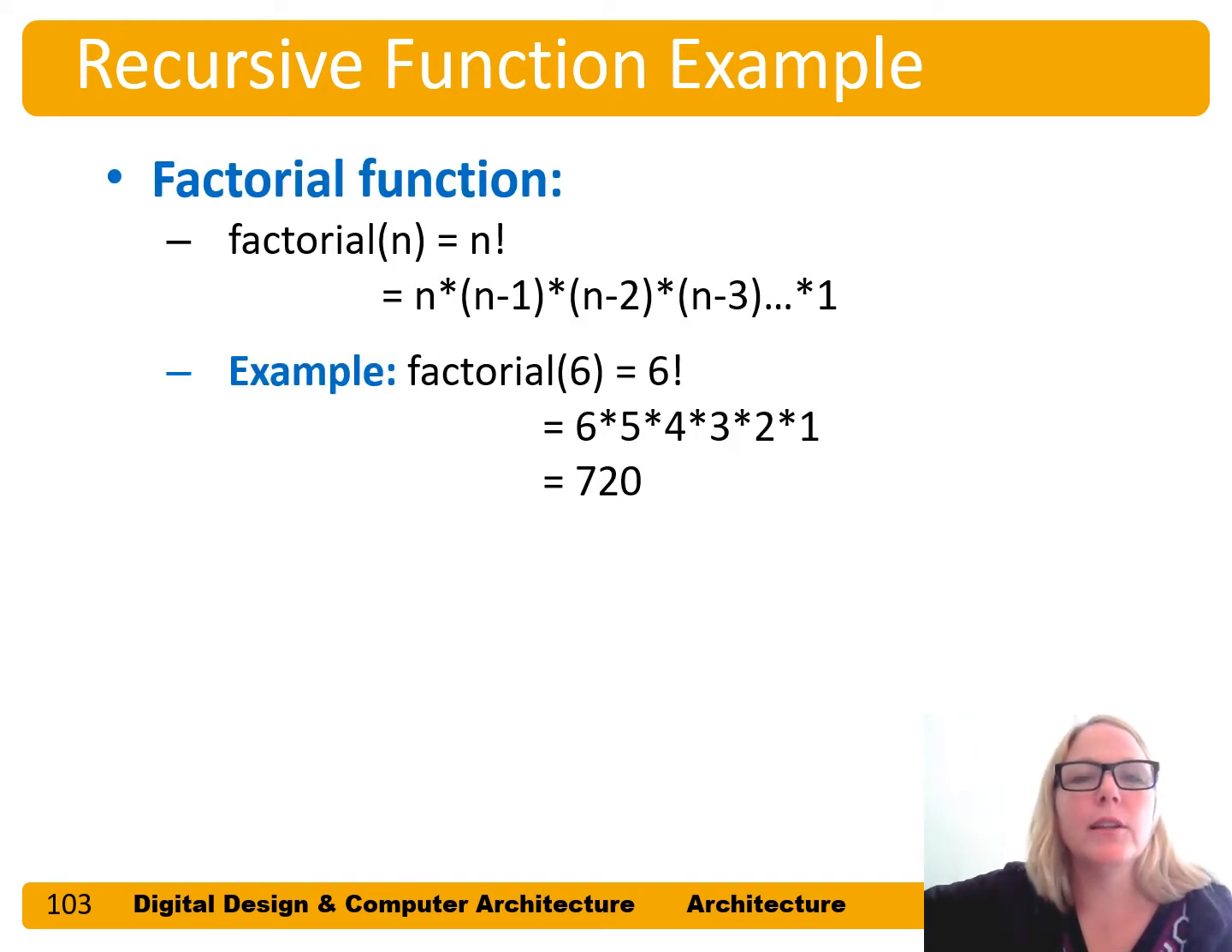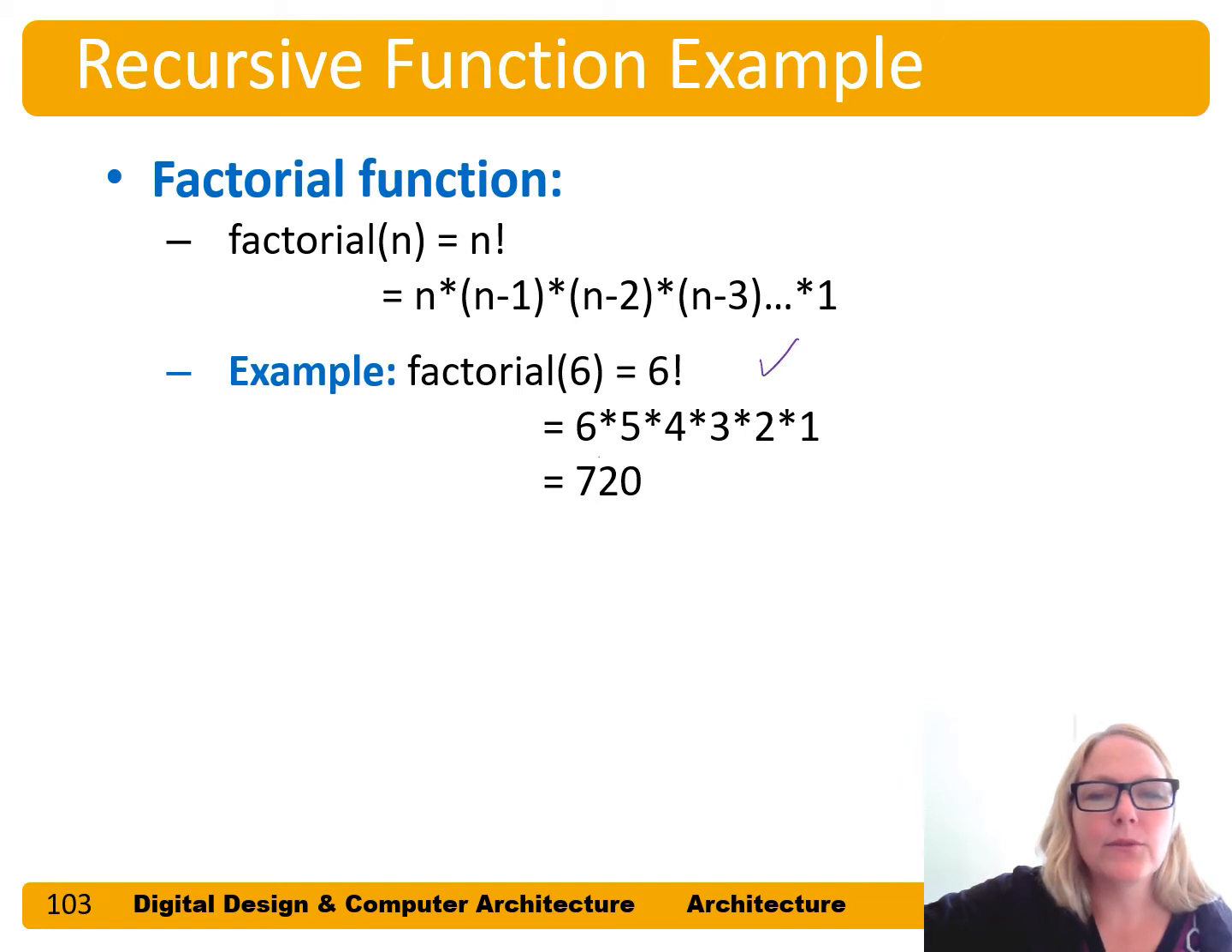So here's an example recursive function. This is the factorial function. Factorial of n equals n times n minus 1 times n minus 2 times n minus 3, and so on. So for example, factorial of 6 is 6 times 5 times 4 times 3 times 2 times 1. And we can write this function in a recursive way.